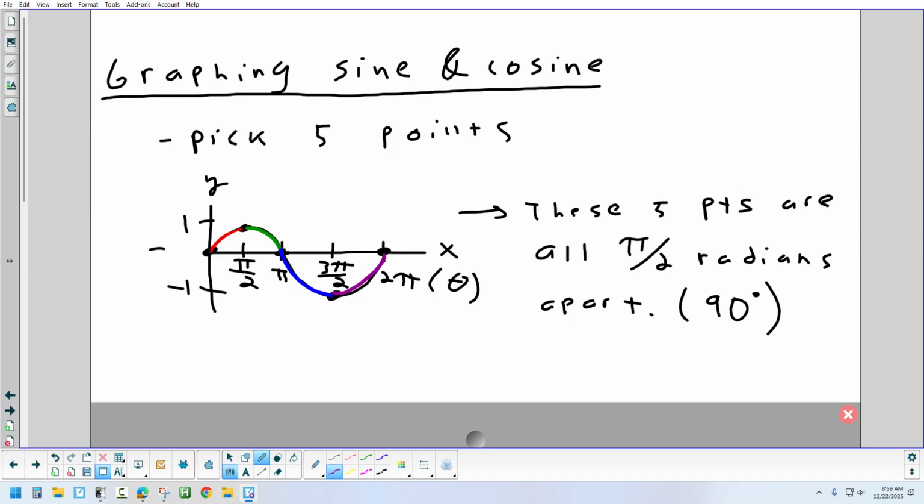So this coordinate is 0, 0. This one would be 90, comma 1, 180, 0, 270, negative 1, and then 360, back at 0. Okay, so they're all spaced 90 degrees apart. That's how you get 5 equal points.